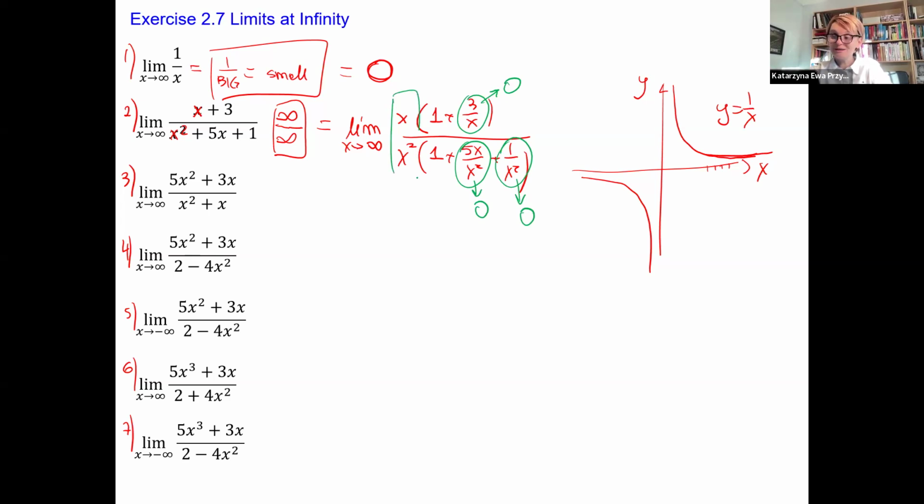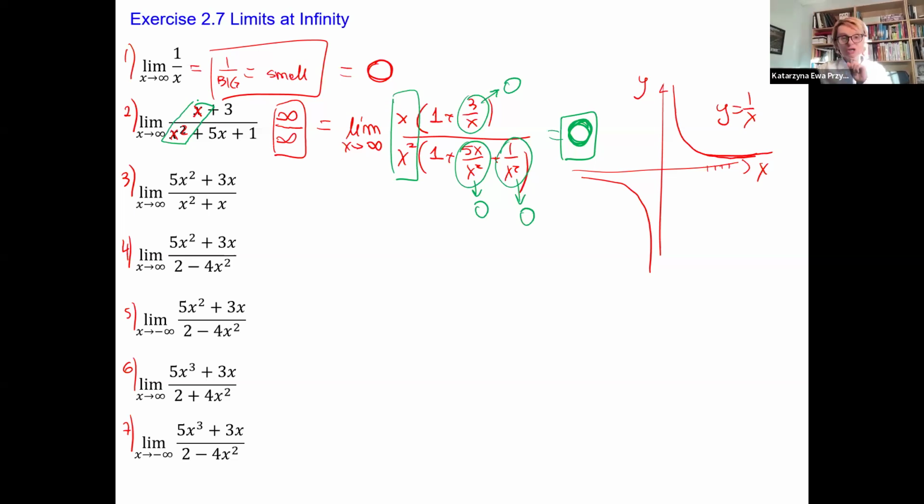And now only this matters. x over x squared, when we cancel out, will be 1 over x. 1 over big is small. That means it's also 0. Infinity over infinity, but we get 0. That's what is important. We always have to look at the leading terms. Only leading terms matter when we calculate limits at infinity.